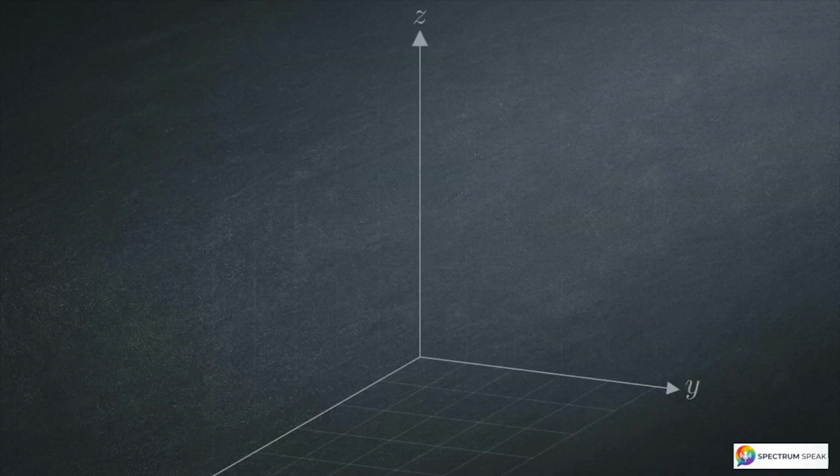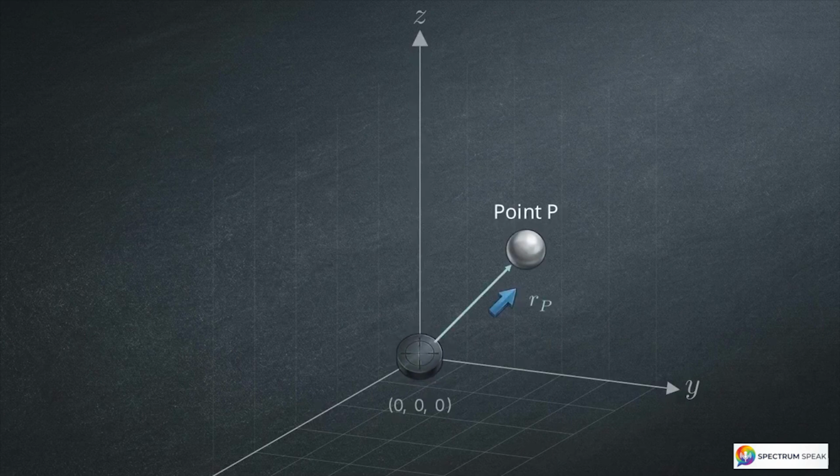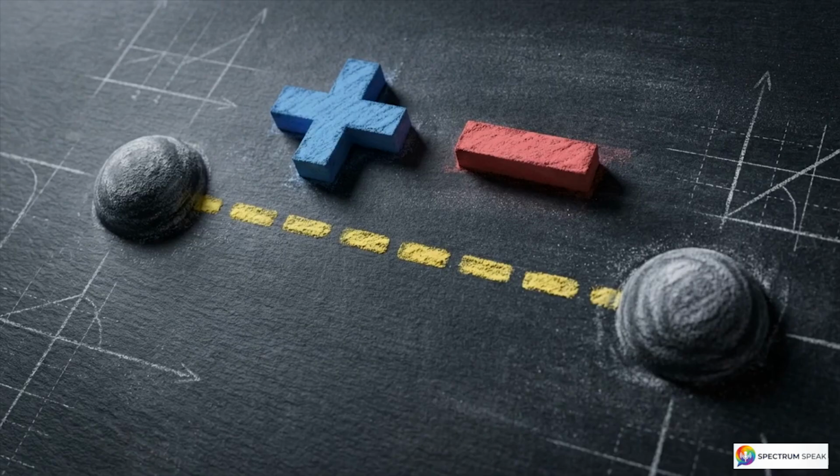First, we define absolute location using a position vector. It is anchored to the origin point, 0, 0, 0, and extends directly to point P. To move from point P to point Q, you need a distance vector, the relative displacement connecting them. To calculate that exact path between any two objects, we rely on the rules of vector addition and subtraction.